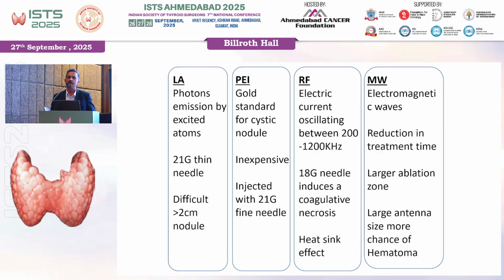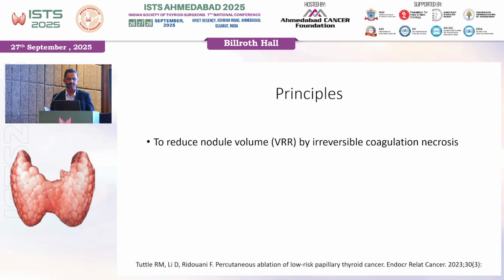So sometimes for those tumors which are close to major vessels, or vascular tumors, the effect of RF is less, which is not the case with microwave. The only problem with microwave is antenna size, and sometimes the hematoma rate is a bit higher.